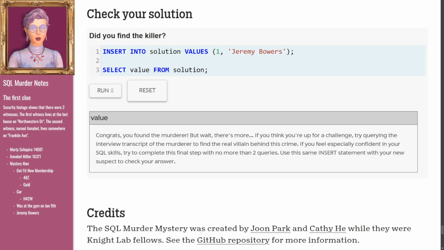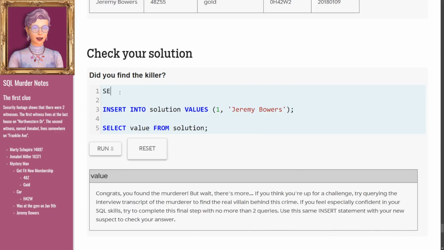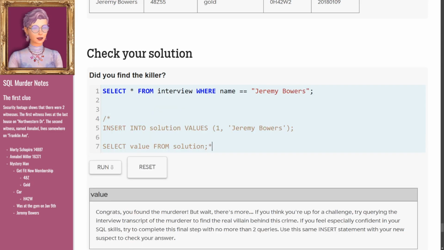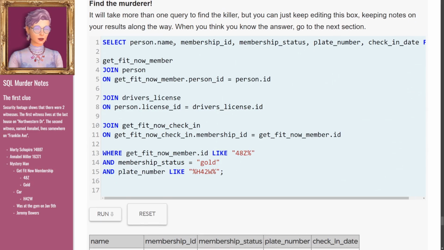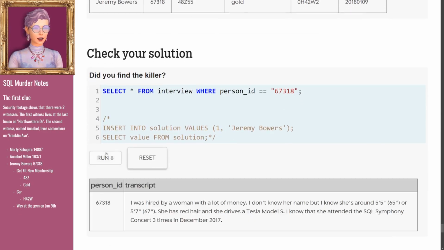Okay. So we want to find Jeremy Bowers' interview. So select all from interviews where name equals Jeremy Bowers. And we can just comment out this part. And then from up here, we should print out the person ID as well so we can get it. There we go. So now we know that our mystery man is Jeremy Bowers. And we know his ID. Perfecto. So if we go back down here and run it.